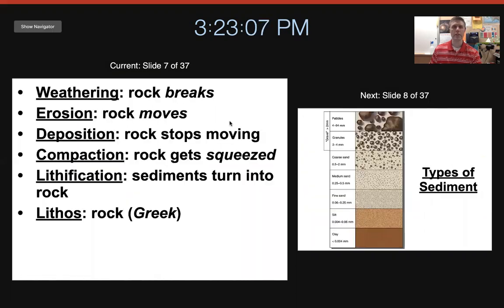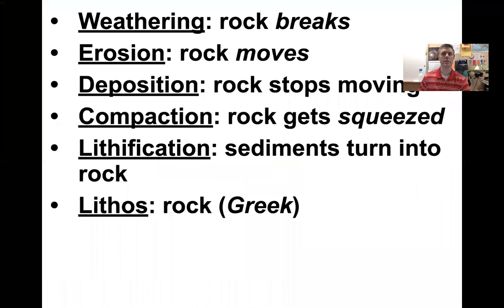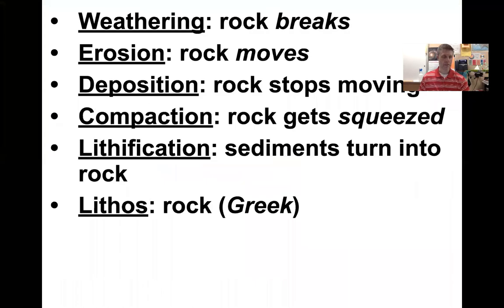So hopefully you have something that looks like that. So weathering, the rock breaks. Erosion, rock moves. Deposition, rock stops moving. Compaction, rock gets squeezed. Lithification, sediments turn into rock. And lithos means rock in Greek.